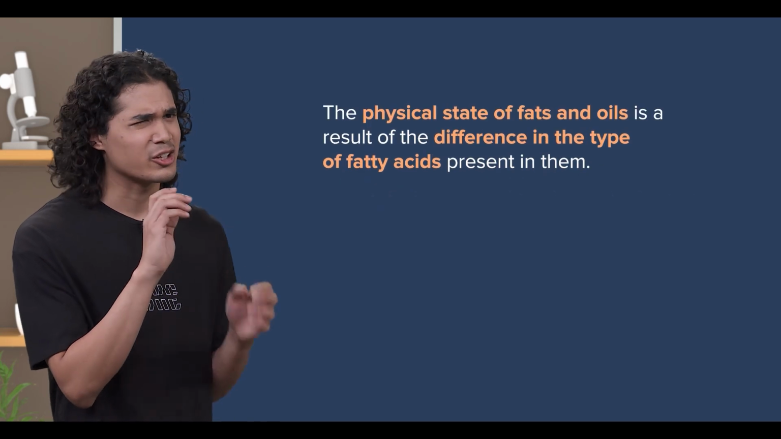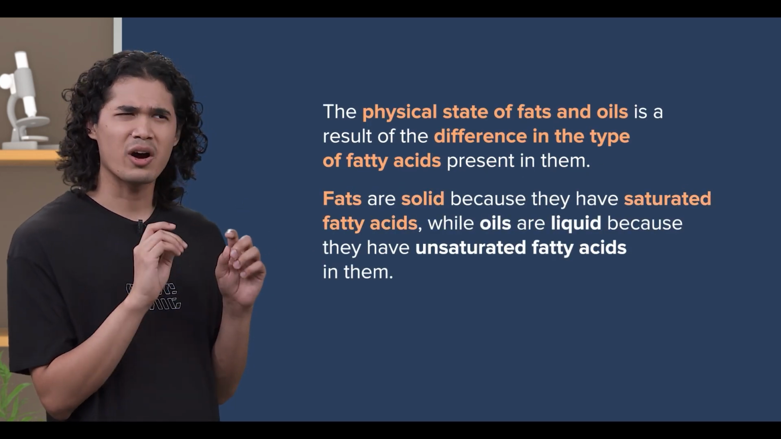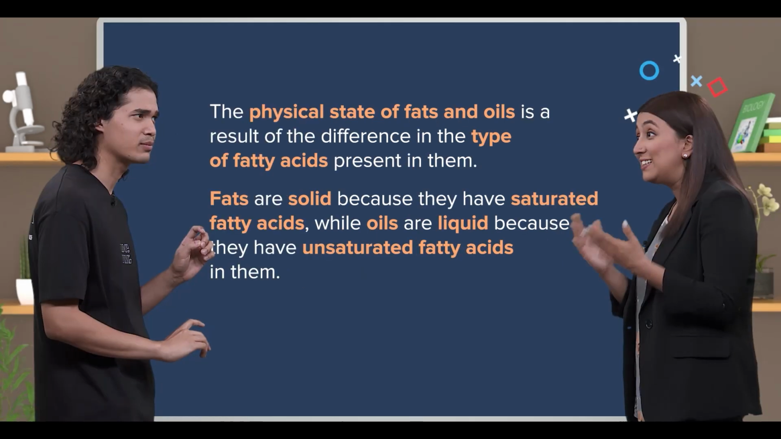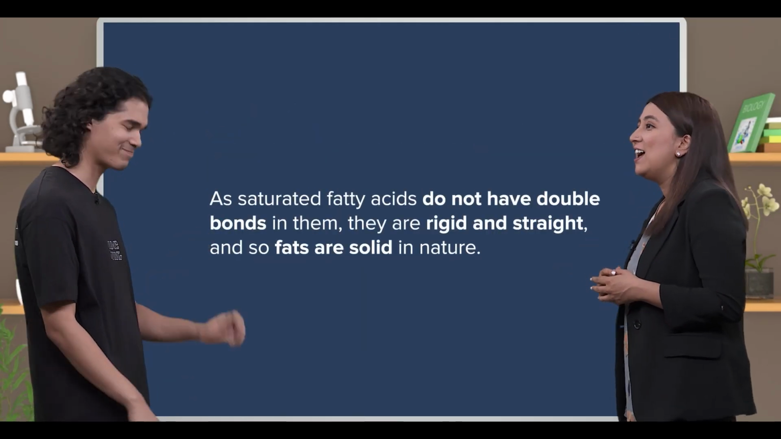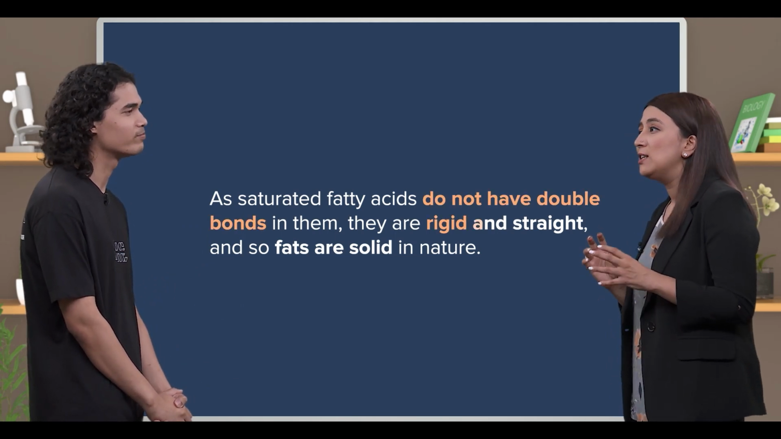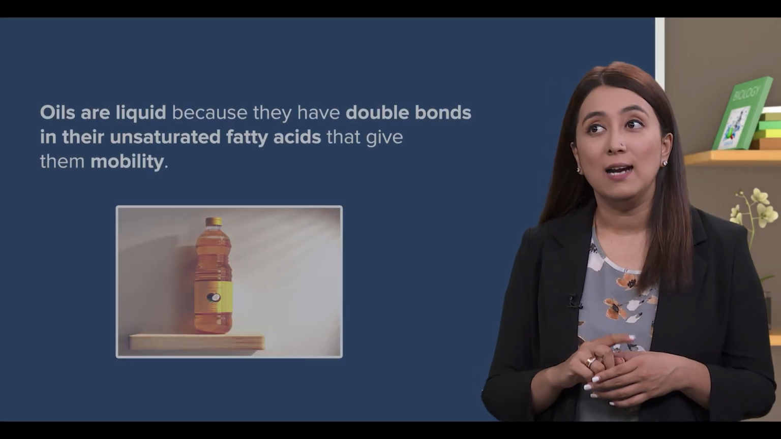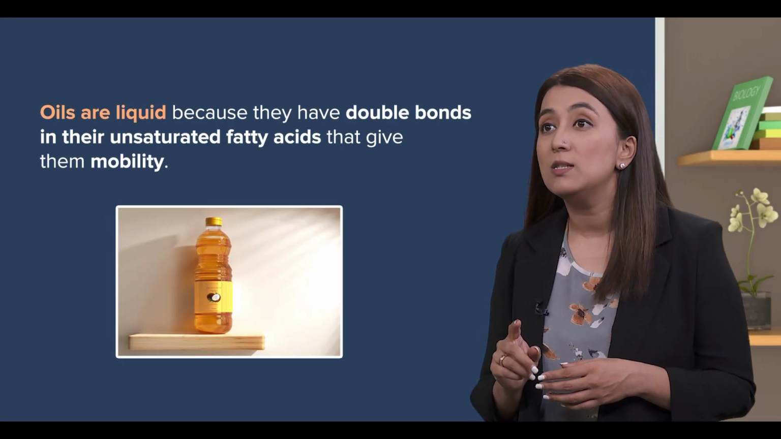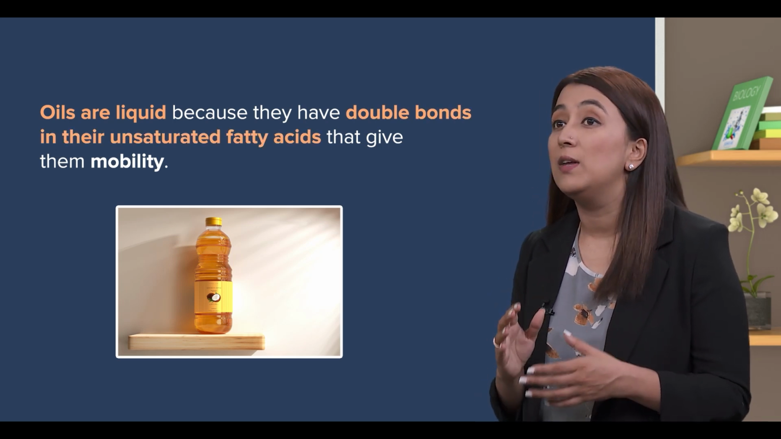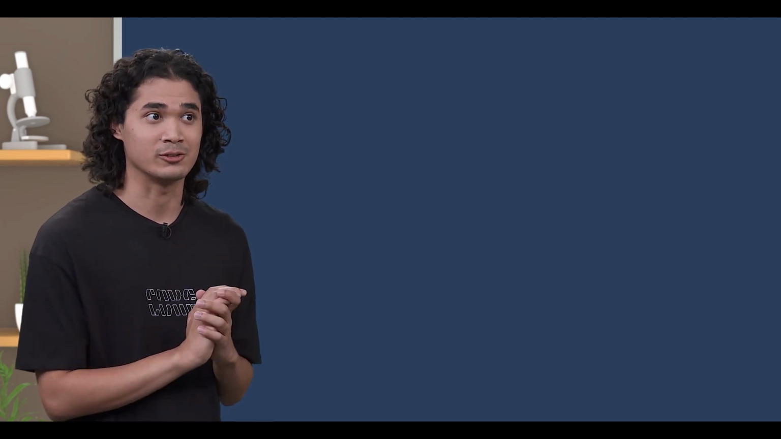Wait a minute. You mean fats are solid because they have saturated fatty acids, while oils are liquid because they have unsaturated fatty acids in them? Exactly. That's a good analysis. As saturated fatty acids do not have double bonds in them, they are rigid and straight, and so fats are solid in nature. On the other hand, the oils are liquid because they have double bonds in their unsaturated fatty acids that give them mobility. So that's what those double bonds do.